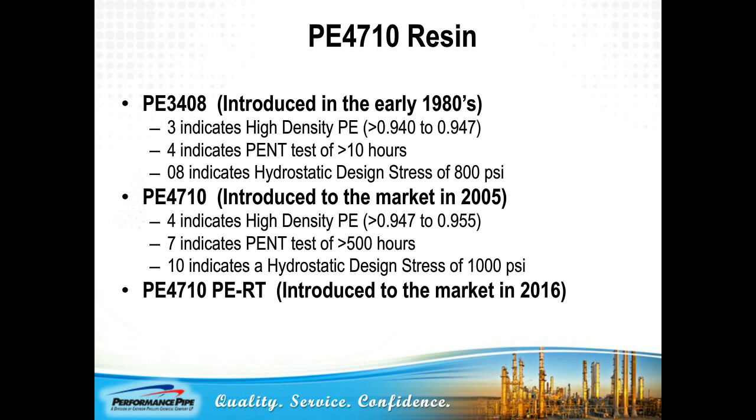The more advanced PE4710 materials with the higher hydrostatic design stress of 1,000 PSI now allow higher pressure ratings, and with the new PE4710 PERT material that was introduced in early 2016, pressure ratings are now expanded to temperatures of 180 degrees Fahrenheit, 82.2 degrees Celsius, with intermittent capability as high as 203 Fahrenheit for some applications.